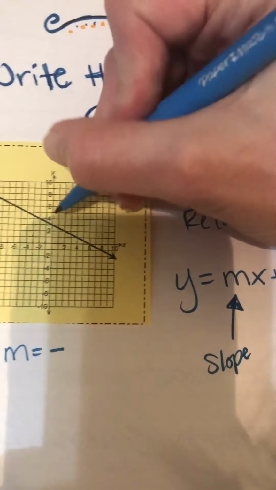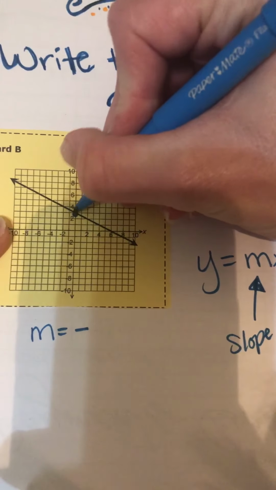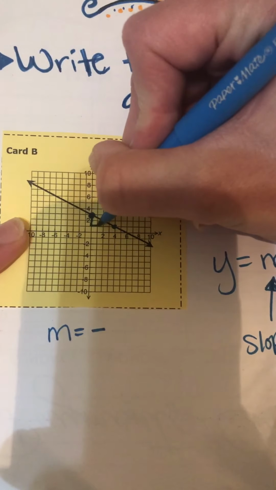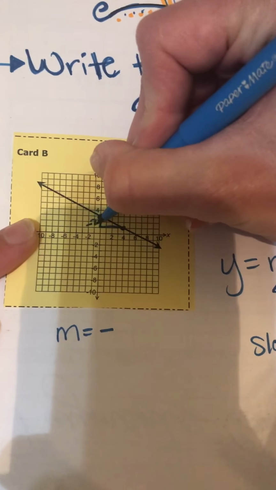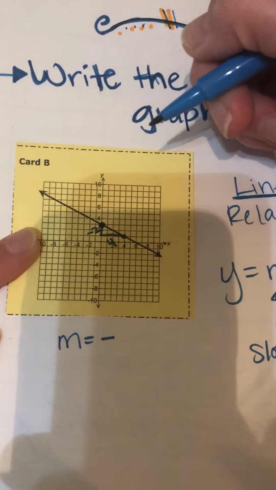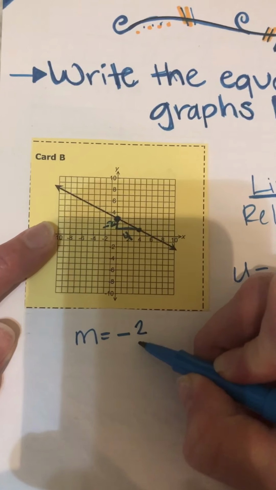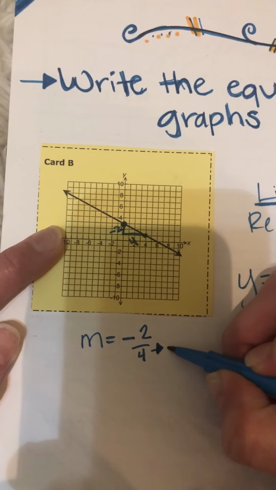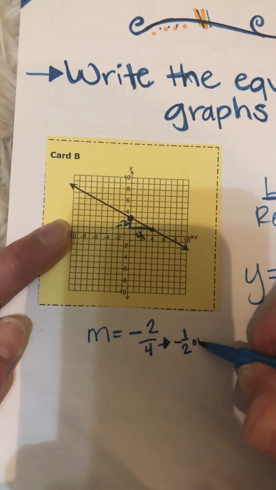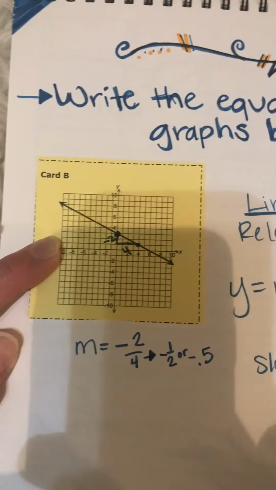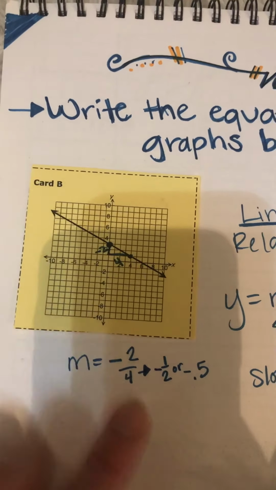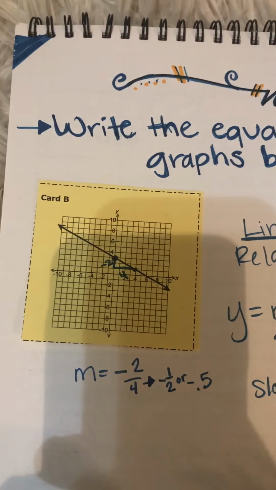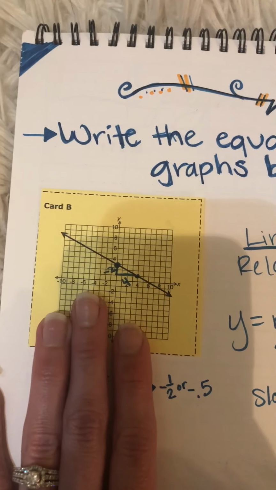So here we go. You want to pick 2 solid points on that graph. I see a point here, and I see a point here. I'm going to go down and over. I went down 2 over 4. My slope is negative 2 over 4. But hold on, that's not simplified. It really is negative 1/2 or negative 0.5. The negative 1/2 and the negative 0.5 are fine. I prefer the fraction, but I'll take either. Slope is done on this one.